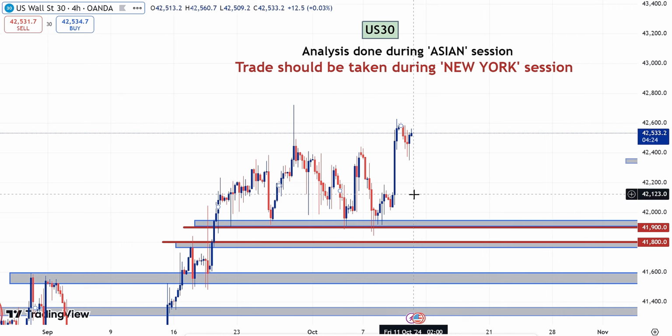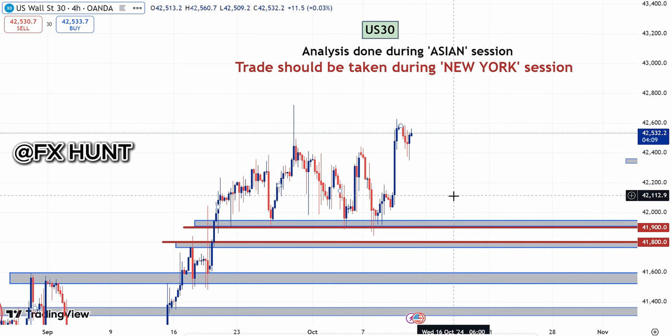Here on FX Hunt, we come to the market on a daily basis, to be specific, the indices market. We come on a daily basis during the Asian session. We analyze the market, break it down, and then execute entries during the New York session. So for today, being the 11th of October, what are we expecting the market to do?